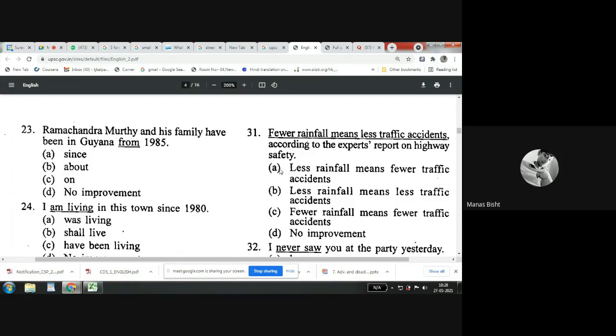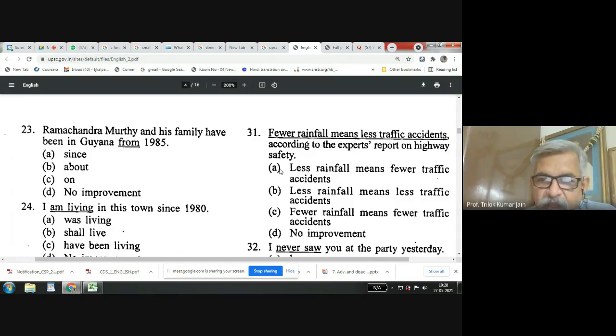Sir, B also could be possible then. B has a problem. B has less rainfall means less traffic accidents. When we are counting accident numbers, then we have to use the word fewer. So the right answer is A. Rainfall cannot be counted in numbers, so we will use the word less. Accidents can be counted in numbers, so we'll use the word fewer.